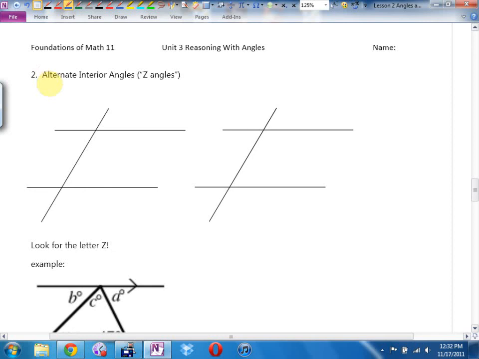This angle right here and this angle right here are the same size, because there's a Z there.